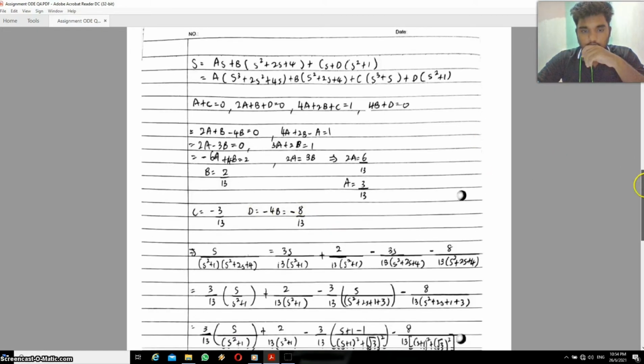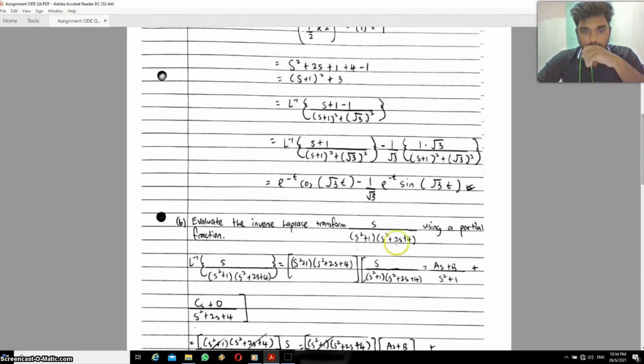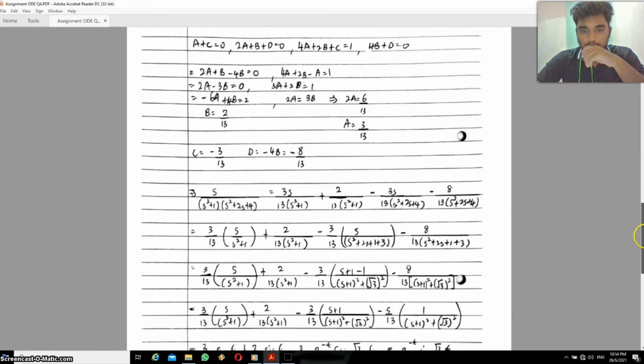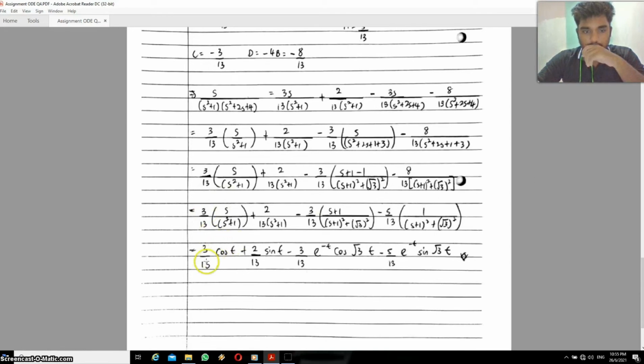And then after you get the values, we need to transform the question into an inverse Laplace transform. So after we invert, we will get 3 over 13 cos t plus 2 over 13 sin t minus 3 over 13 e^(-t) cos(square root of 3 t) minus 5 over 13 e^(-t) sin(square root of 3 t). Thank you.